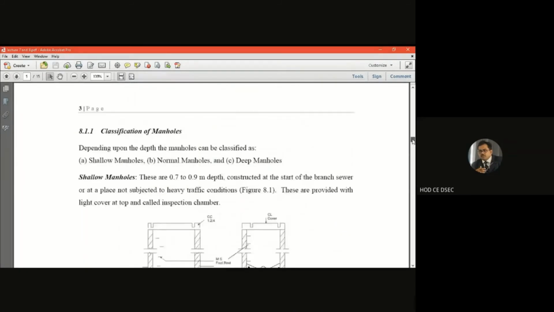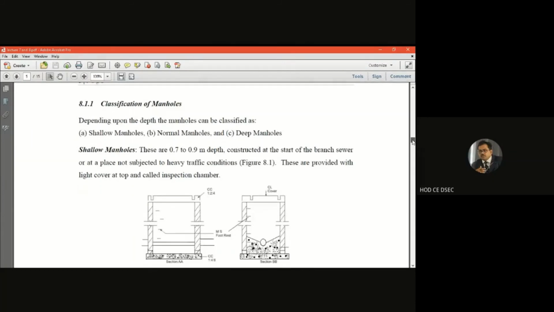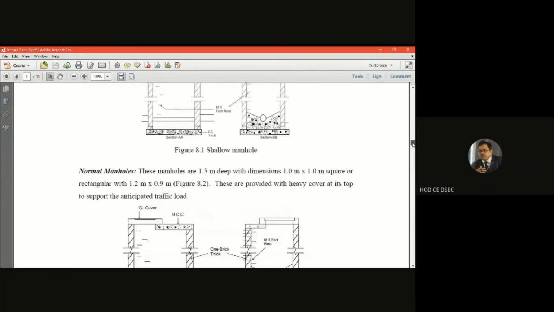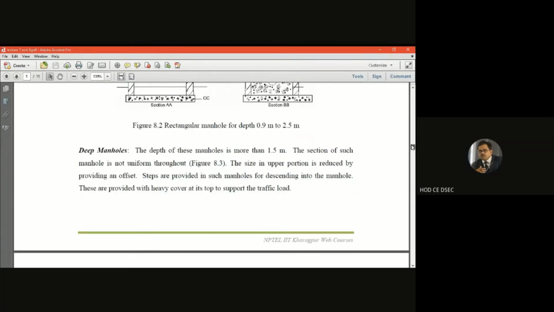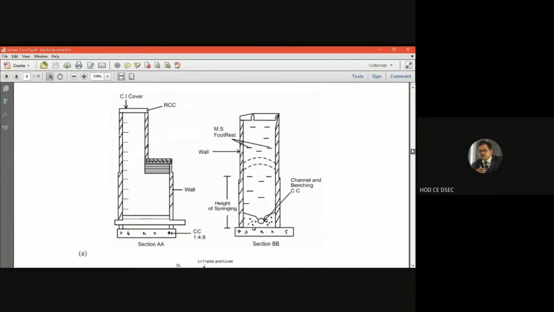And what is deep manholes? The deep manholes are basically constructed when the depth of the manholes is more than 1.5 meter. So the section of such manhole is not uniform throughout. That I will show in the figure. If you can see the figure, then it will be very clear. You see that not in uniform. One section A, section B. One section is the transverse section, and another section is the longitudinal section.